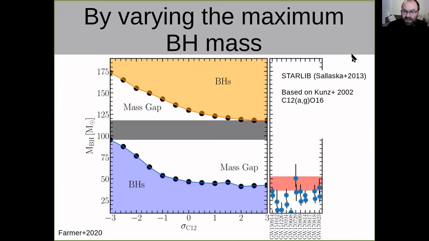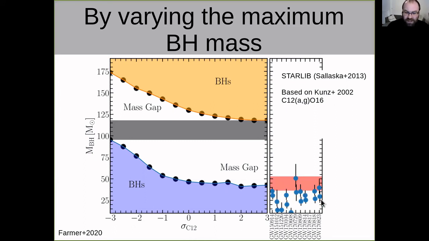So how does this feed back to this 45 solar mass limit? You can go and basically run the models, to understand what is the maximum black hole you can get out of a grid of models. So what I'm showing here is the maximum black hole mass as a function of the sigma C12, using the StarLib library, which is based on the Kunz et al. rate. This is basically Gaussian sigma, so you've got a median, and then this is plus minus 3 sigma variation in the rate. You can see that as the rate increases, the maximum black hole you can form decreases from about 100 down to 40 solar masses.